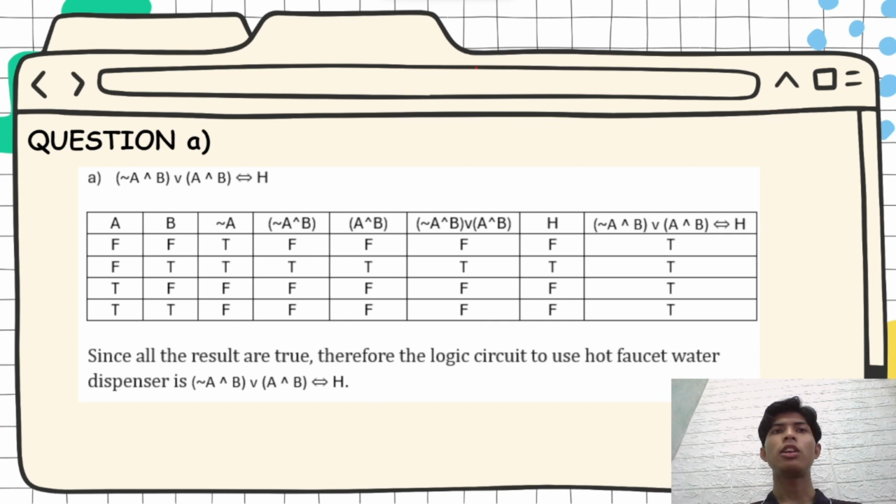And the last column, which is column number 8, is the comparison between column 6 and 7 with values true, true, true and true. So, since all the results are true, therefore the logic circuit to use the hot faucet water dispenser is not A and B or A and B, logically equivalent with H.